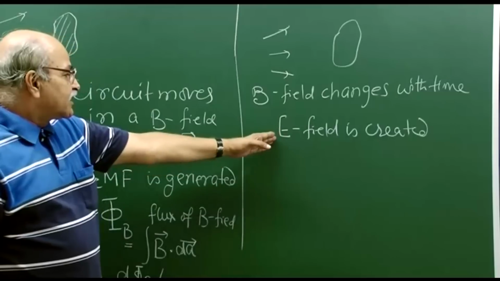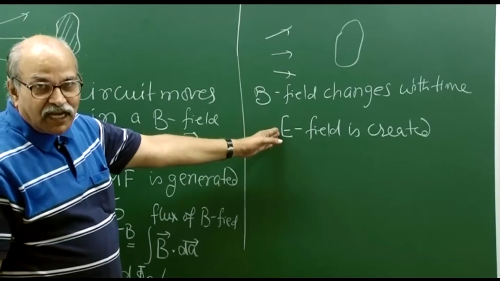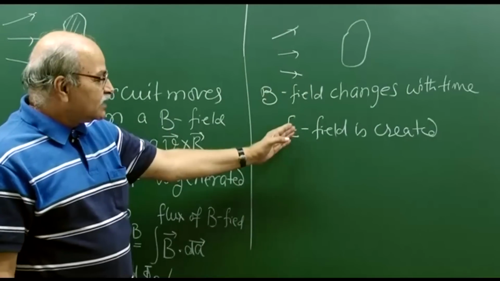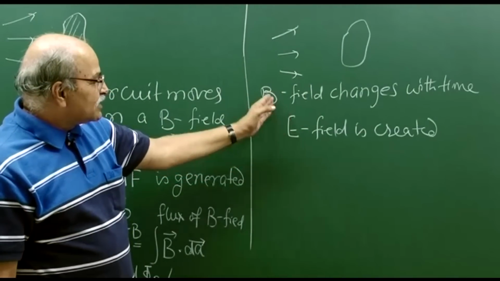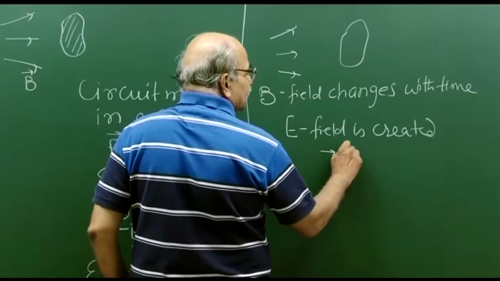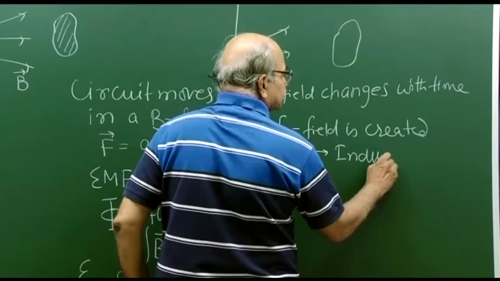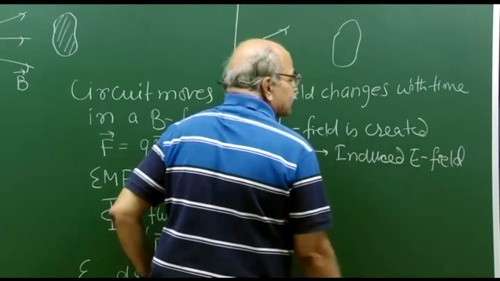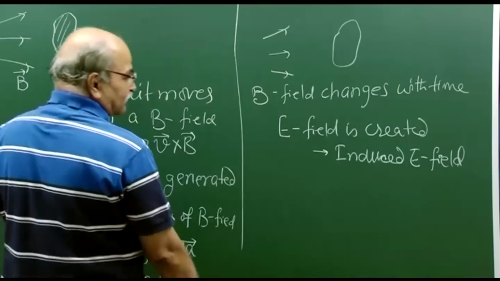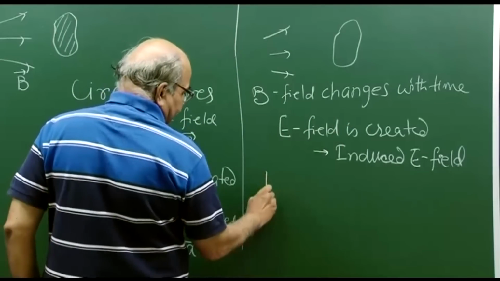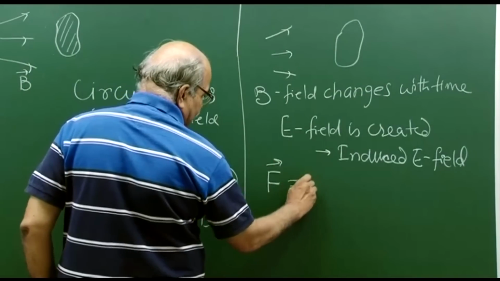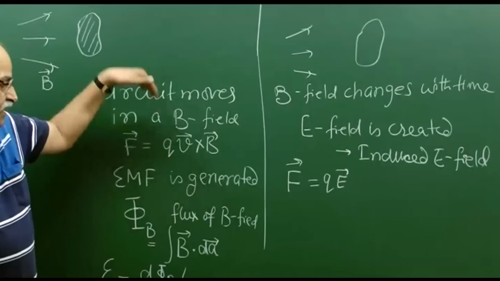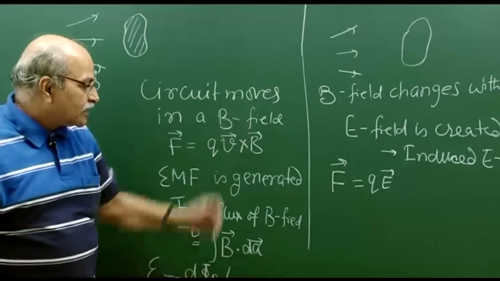So, electric field can be created by a charge, and electric field can also be created by a changing magnetic field. This electric field which is created due to changing magnetic field is known as induced electric field. And this is a new physics. This is a contribution of Faraday. This is the essence of Faraday's law. And this electric field creates a force F equal to QE, and with that force the current is driven, and from there we can get that current.